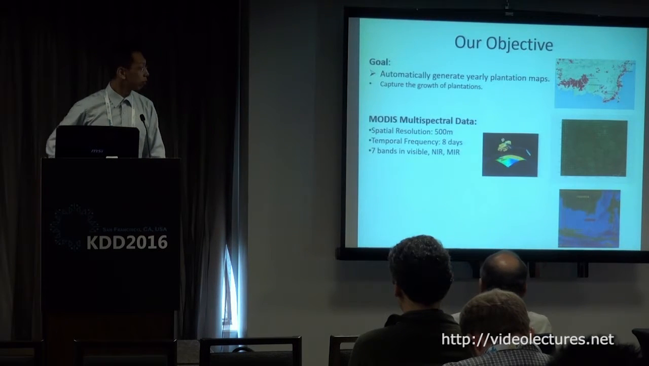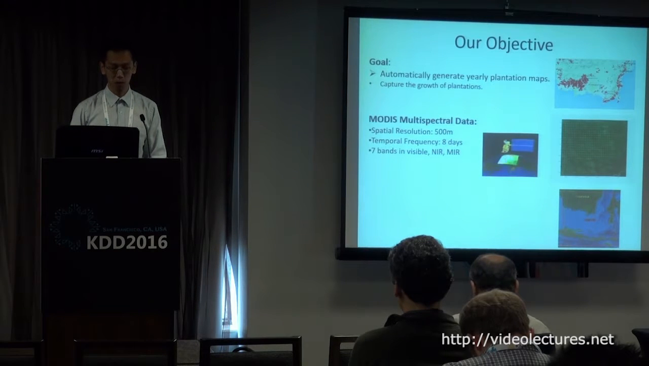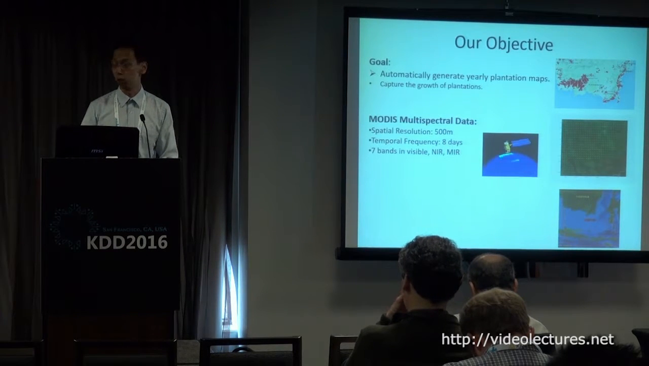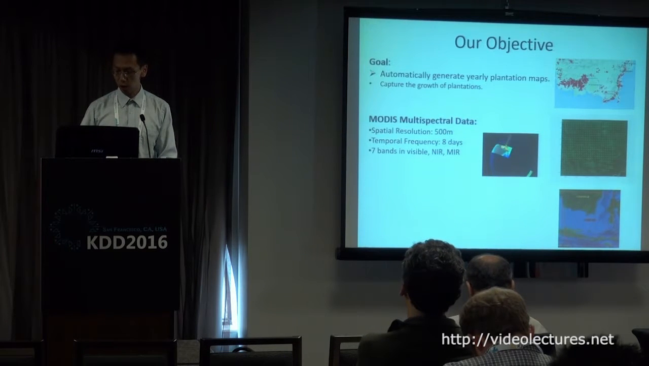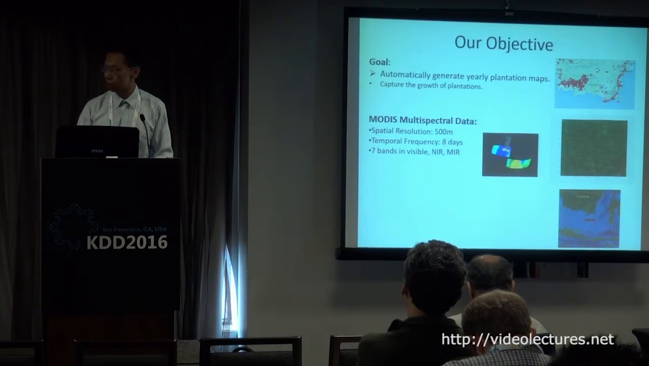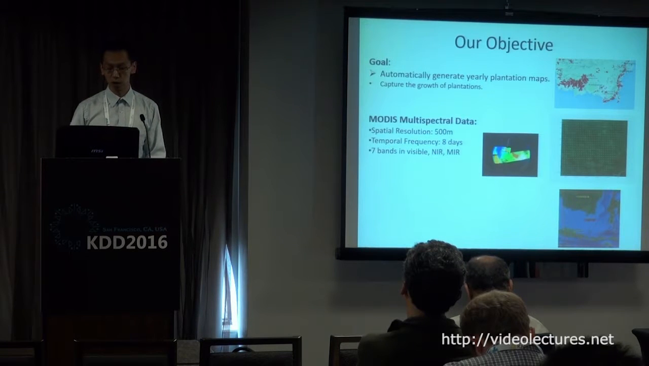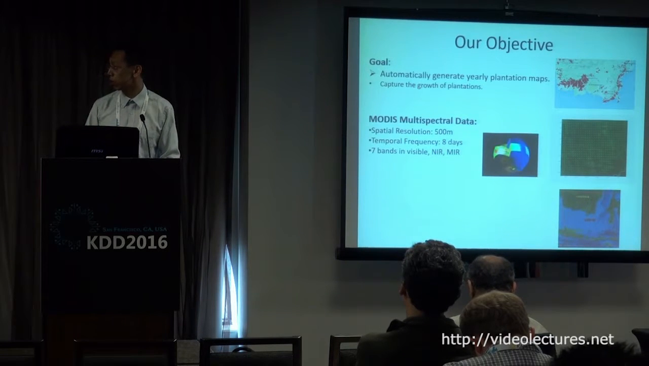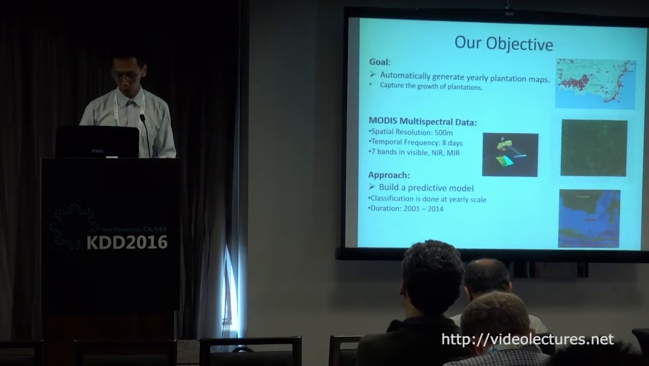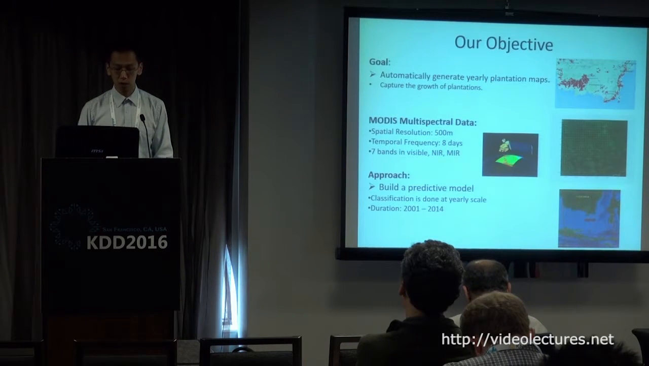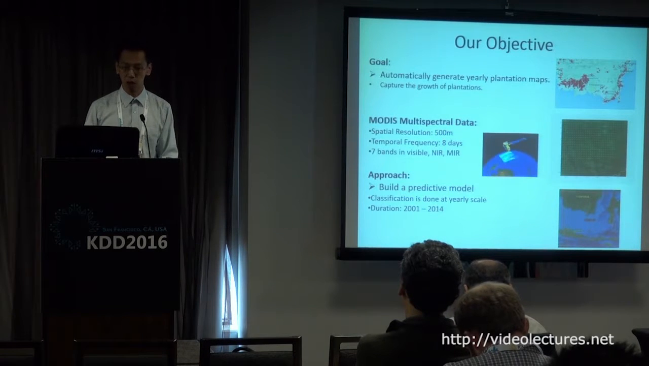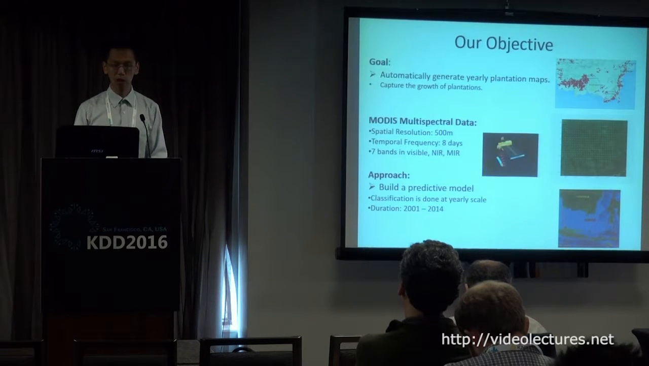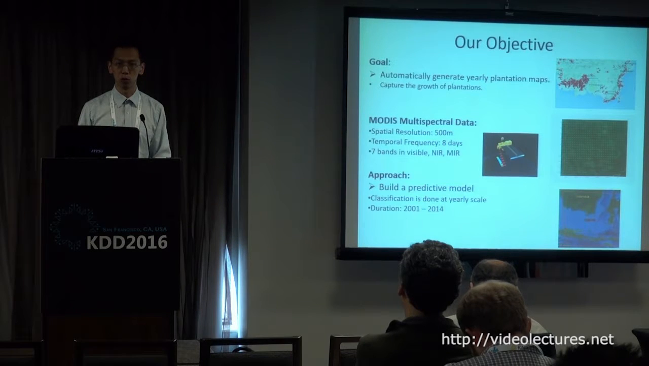To do this, we use MODIS multispectral data, which is globally available and has very high temporal frequency. The picture at the bottom right shows our study region, which covers most of the Kalimantan region of Indonesia. Based on this MODIS multispectral data, we wish to build a predictive model, and we want to do the classification at a yearly scale from 2001 to 2014.